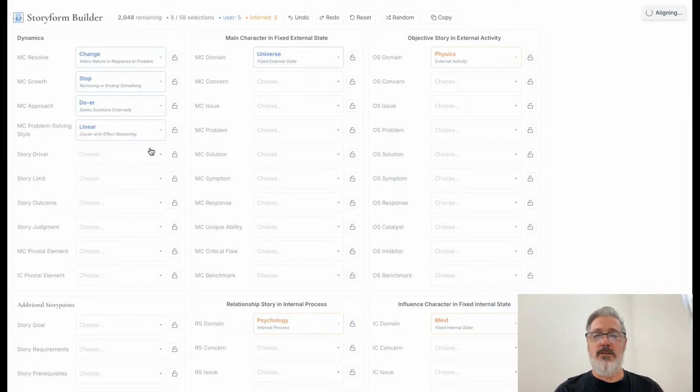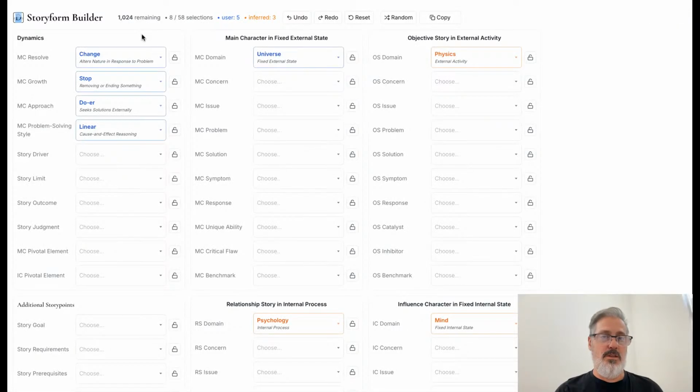So I'm going to pick linear, and that's going to narrow that down to 1,000, 1K, I'm sure for you computer nerds out there. All right, so we have change, stop, do, or linear.